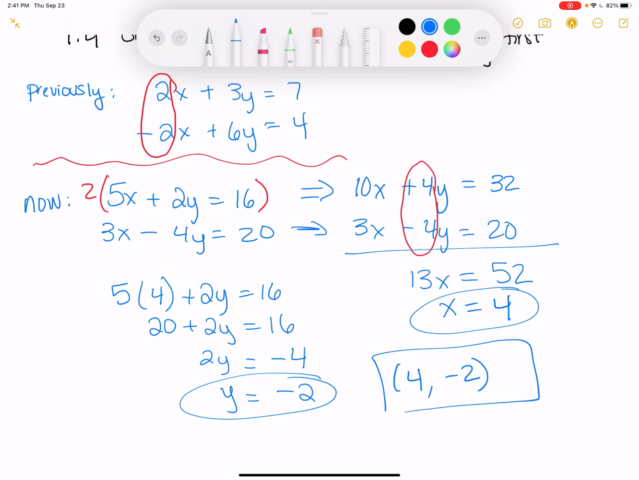Just for the sake of time, by this point you should know how to check it. I would then go through and check it, but I'm not going to do that because you should know by now how to plug it back in. I don't think I need to do that anymore. Checking didn't really seem to be our problem on the quiz.